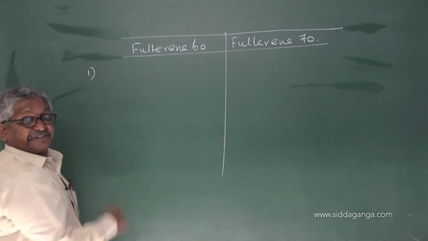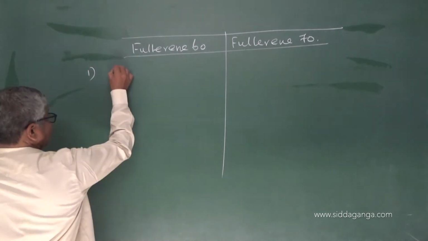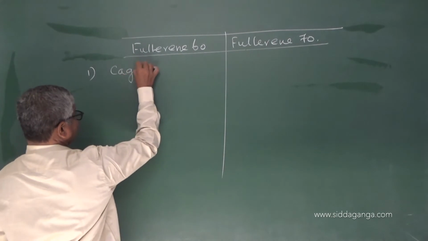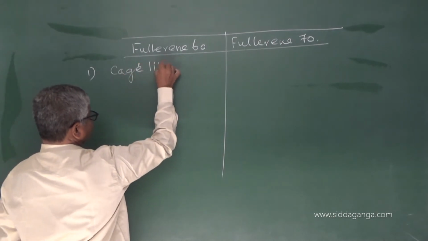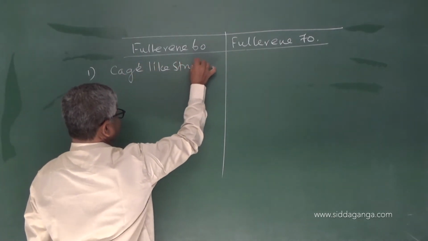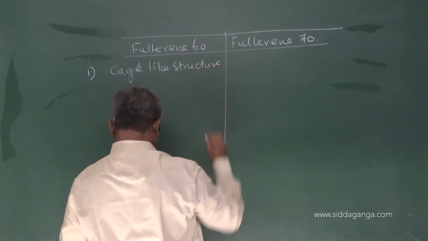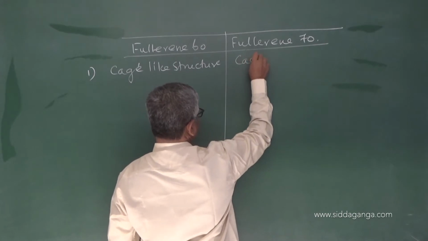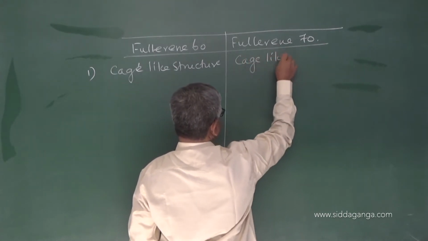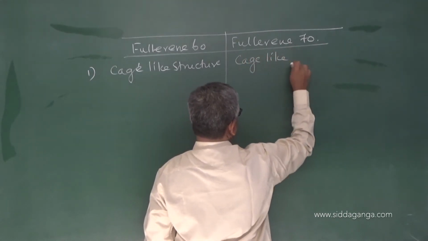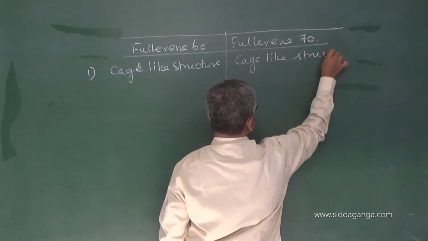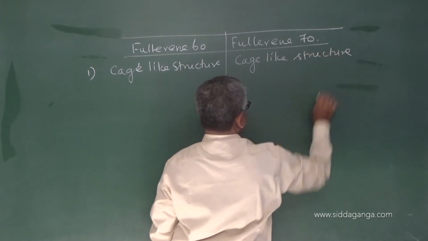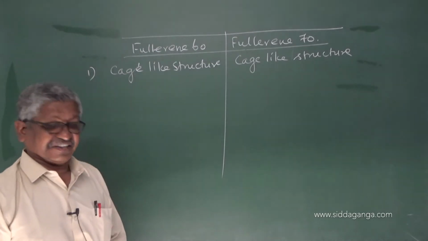Fullerene 60 is a cage-like structure, and fullerene 70 is also a cage-like structure.